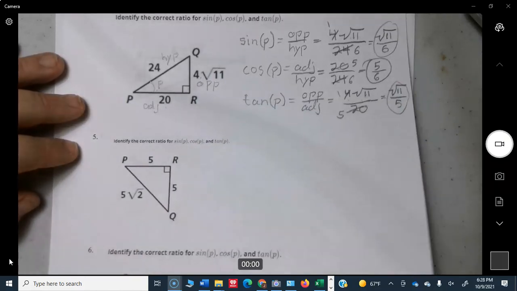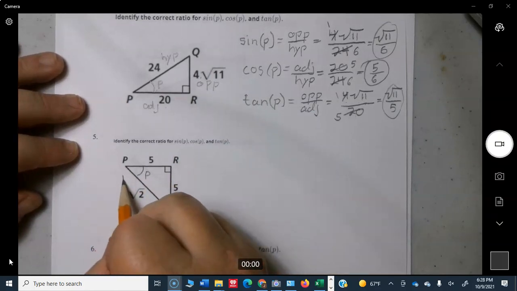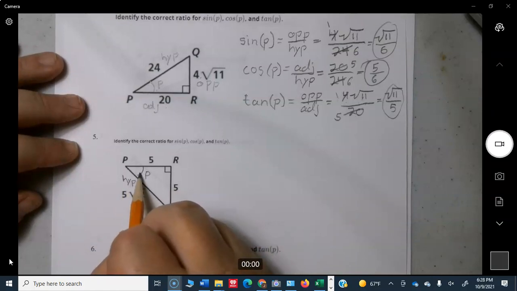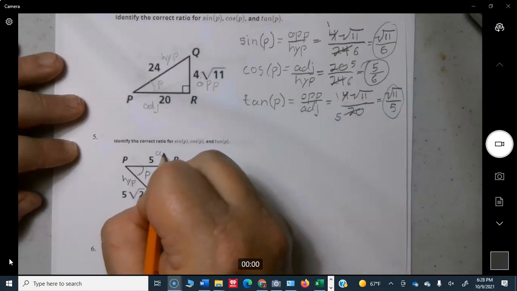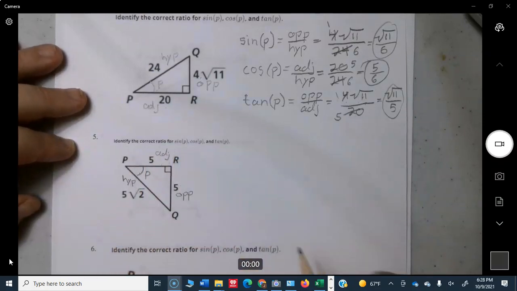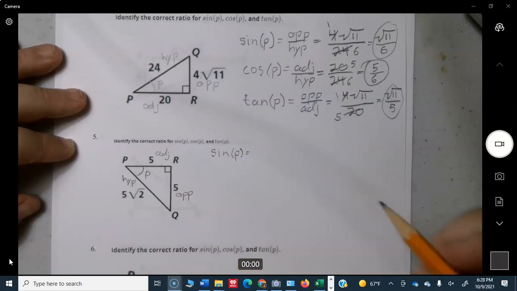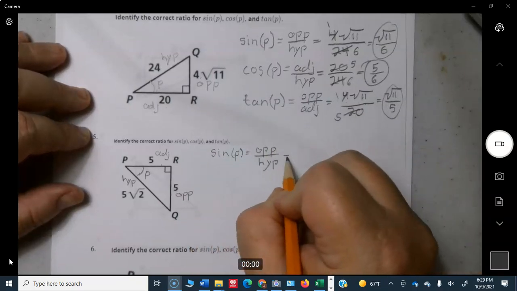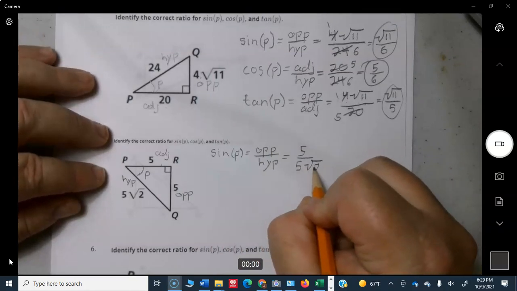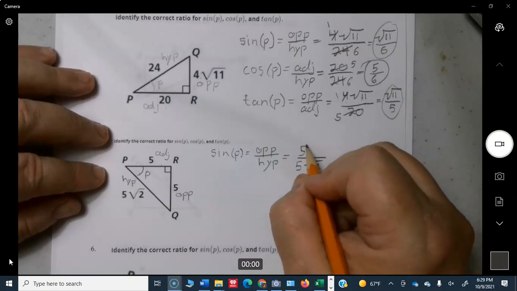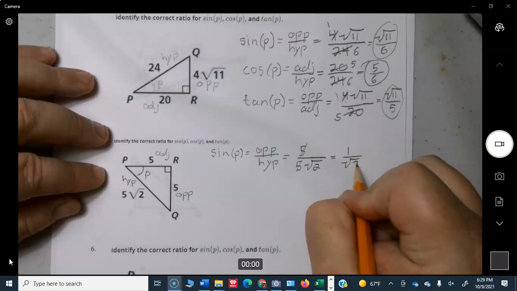Again, they're interested in P, so there it is. Okay, the longest side is right here. The side opposite P is over there. And this is the other guy. Alright, sine P. Opposite is 5. Hypotenuse is 5 root 2. Okay, so the 5's cancel. That becomes a 1 and a 1. So what you have is 1 over root 2.